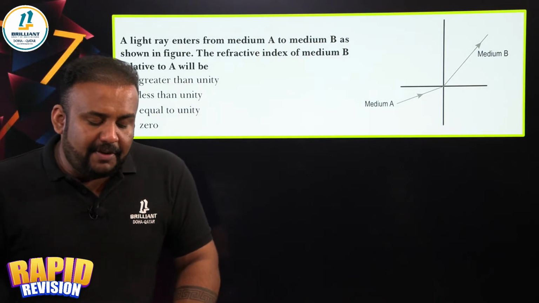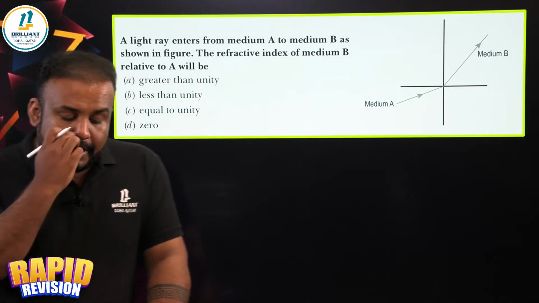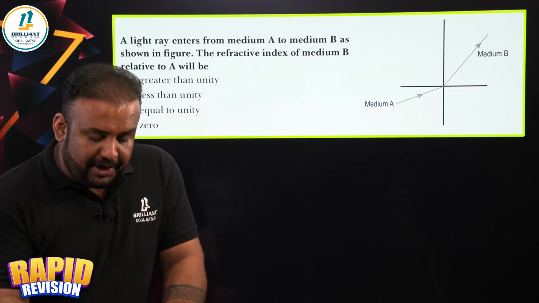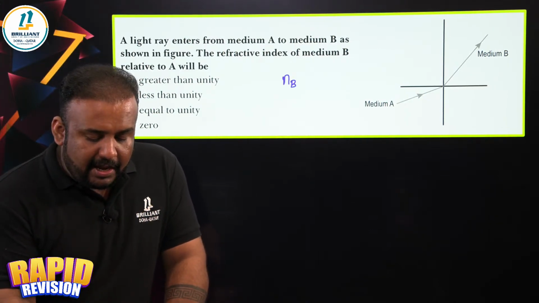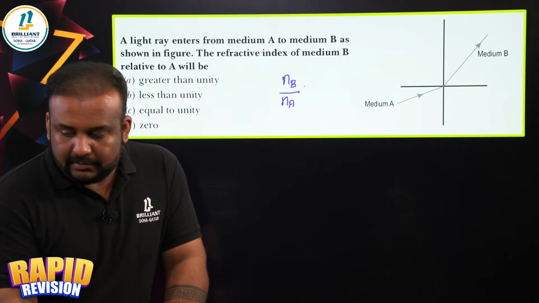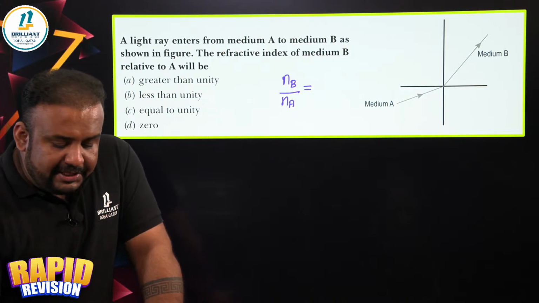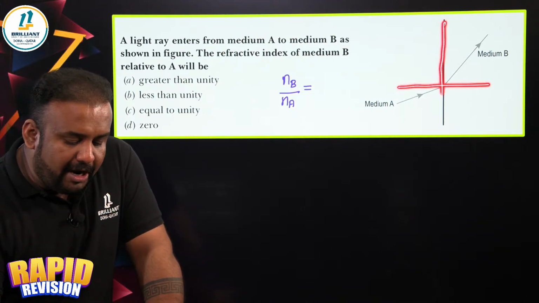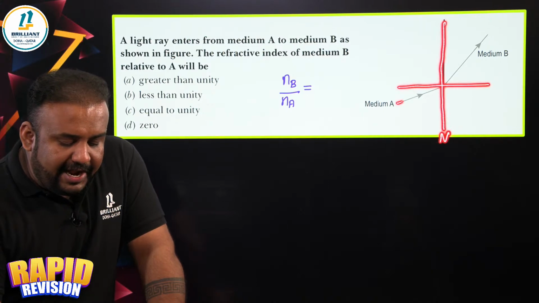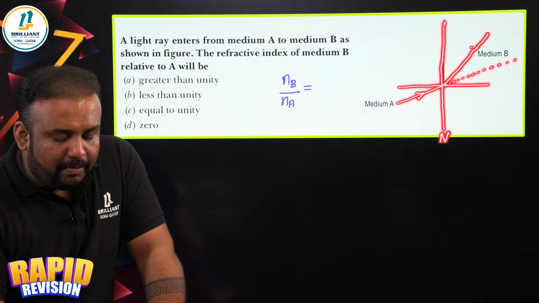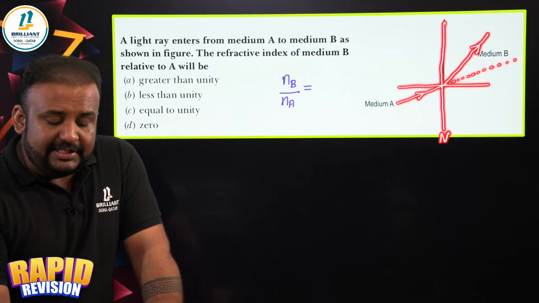A light ray enters from medium A to medium B as shown in the figure. Find the refractive index of medium B with respect to A. That means you need to find NB by NA. Look here, what is happening here? This is the surface, this is the normal, correct? Now the light ray is entering like this from medium A. Instead of going straight, what happened to it? It is bending towards the normal.